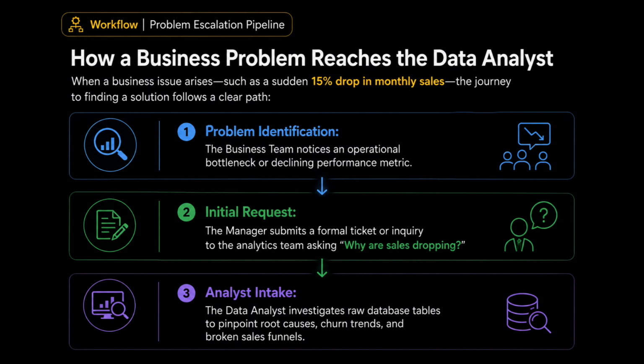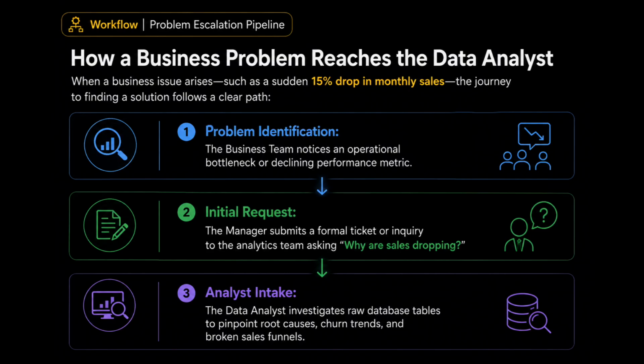Let's understand how a business problem reaches the data analyst through the problem escalation pipeline. Suppose the company experiences a sudden 15% drop in monthly sales. The journey toward finding a solution follows three important stages. The first stage is problem identification. The business team notices an operational bottleneck or a decline in an important performance metric.